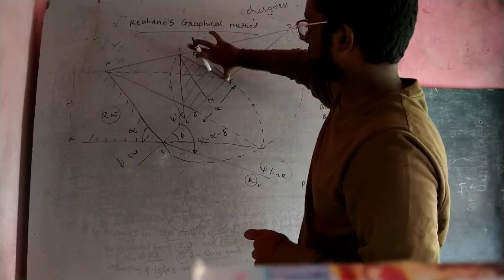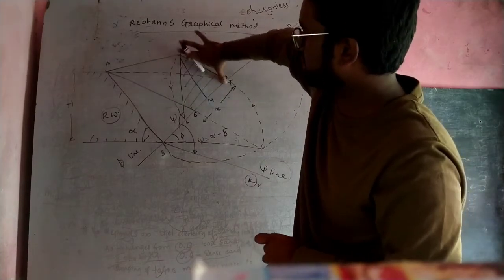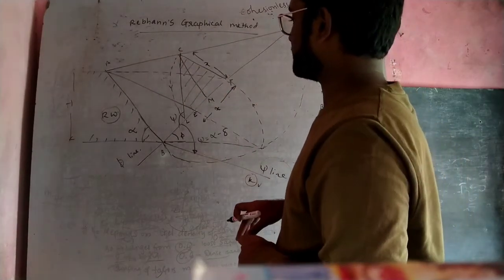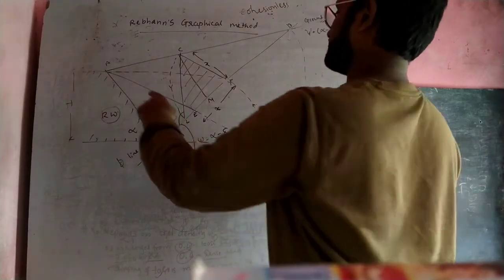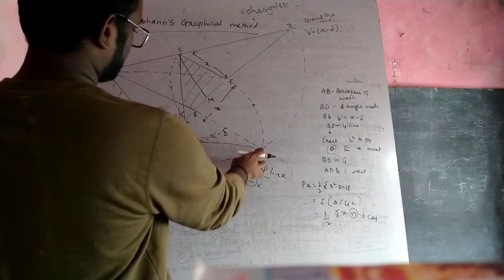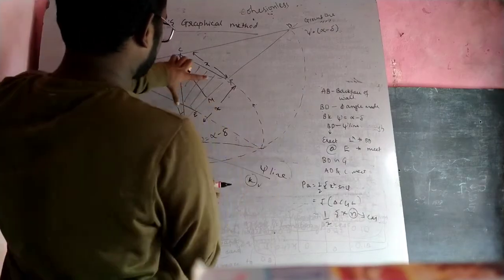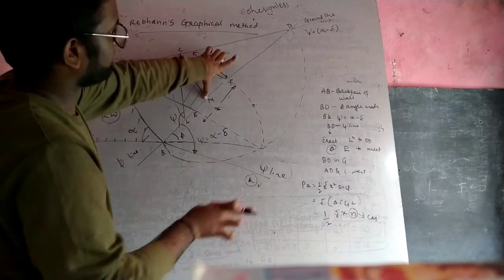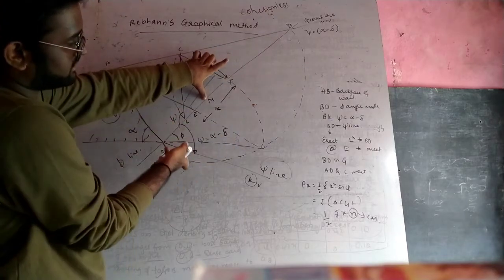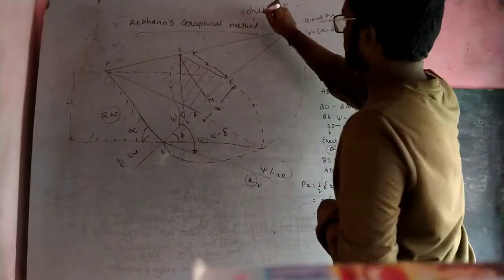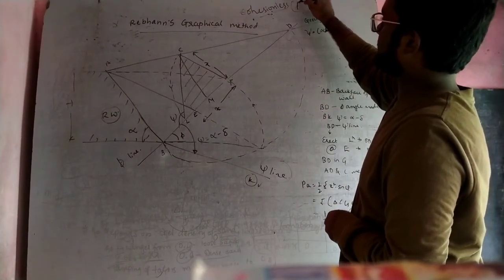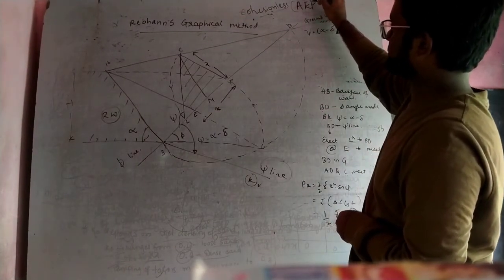Now with respect to this, we have to make a circular line here like this. We also have other parameters, we have to join these points. With respect to this M, we have to make a semicircle like this. So this is how the construction of Rebhann's graphical method for cohesionless soil is done to determine the active earth pressure.